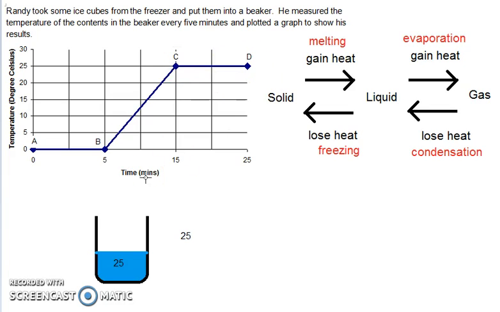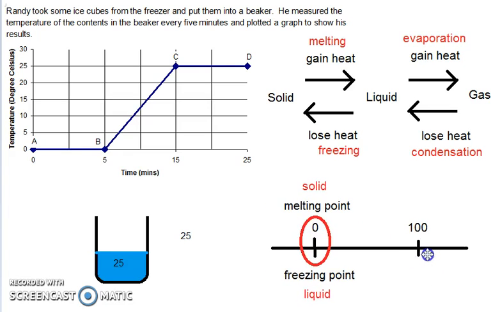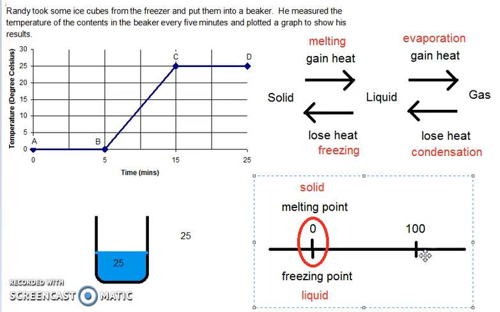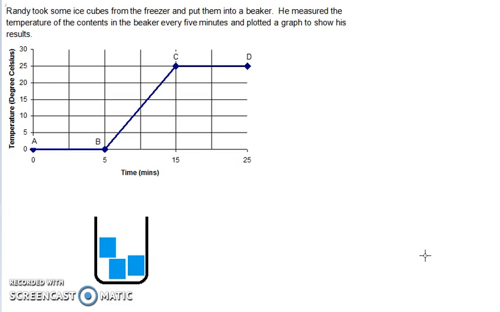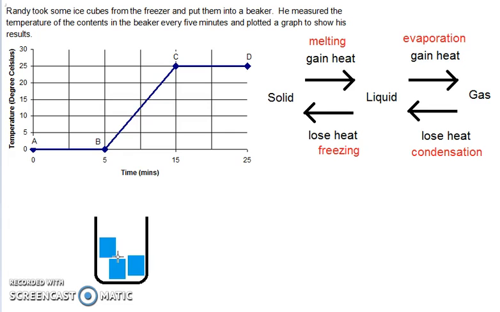Alright, so we know that when ice melts, it always remains at 0 until there's no more solid ice. Then it becomes liquid at 0. Okay, so one more time, let me rewind everything just for you. We know that Randy took some ice from the freezer and put it into a beaker. Now we know that when ice melts, there's heat gain. So from A to B, there's actually heat gain even though the temperature does not change, because from A to B is what we call the process of melting.